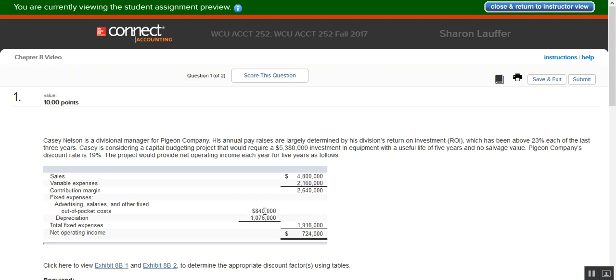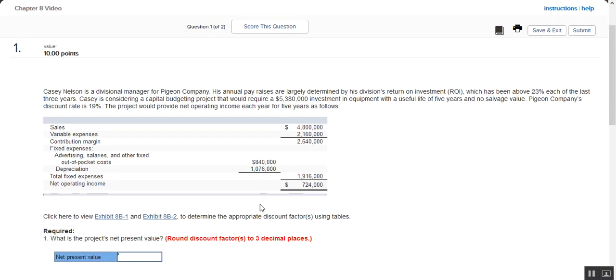So anyway, P8-17 says Casey Nelson is a division manager for Pigeon Company. His annual pay raises are largely determined by his division's return on investment, which had been about 23% each of the last 3 years. Casey's considering a capital budgeting project that would require a $5,380,000 investment in equipment with a useful life of 5 years and no salvage value. Pigeon Company's discount rate is 19%, and then we have a table of information that tells us about the net operating income that would be related to the project.